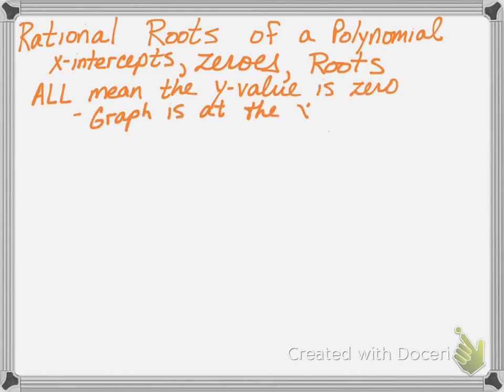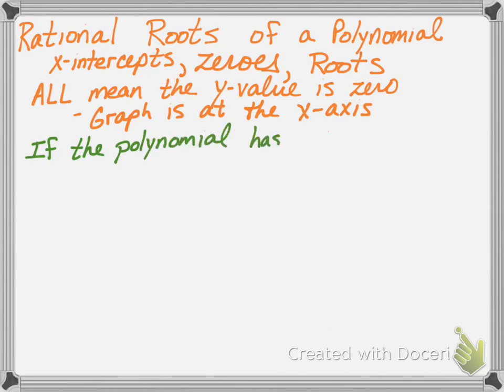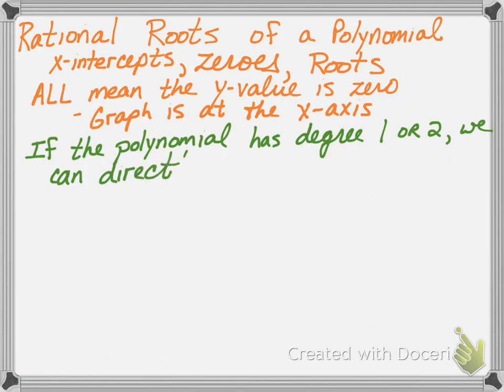So when we graph our polynomial, the graph is either touching or crossing the x-axis at those places. They're called roots, zeros, or x-intercepts. They all mean the same thing. If our polynomial that we are working with has degree 1 or 2, we can directly find the x-intercepts by solving f of x equals 0.